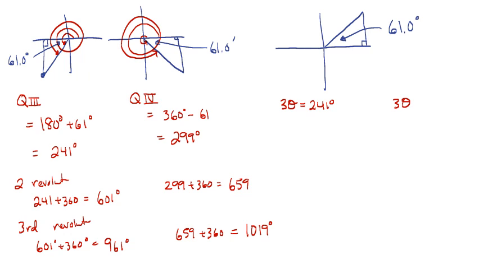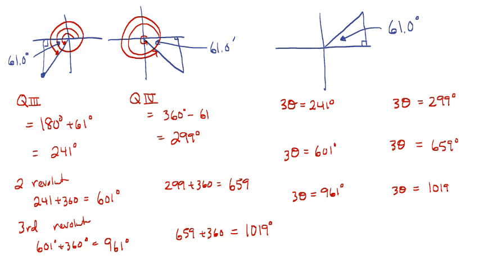All right, what we did is we solved for our reference angle theta, but our problem really has 3 theta inside it. So what we've done is we've found the answer to 3 theta. Here's what we got. 3 theta is equal to 241. 3 theta is equal to 299. Notice it's each of those angle measurements that I learned about, but I've solved for 3 theta here. 3 theta is equal to 601. 3 theta is equal to 659. 3 theta is equal to 961. And 3 theta is equal to 1019.